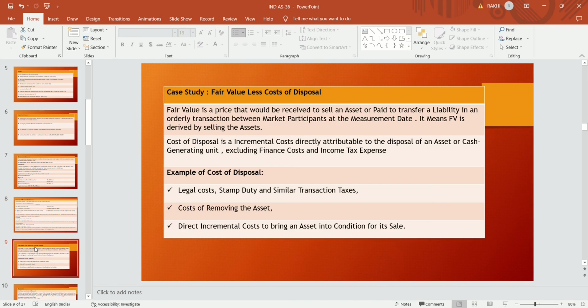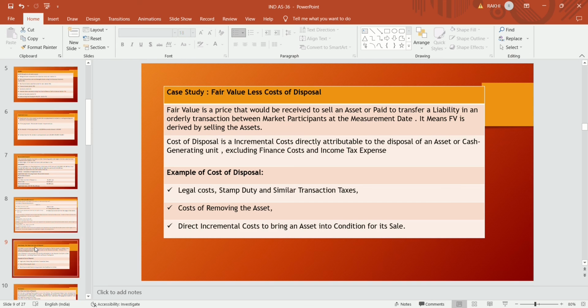Now, fair value less cost to sell. Now we will understand in detail what we mean by fair value and what we mean by cost to sell. Fair value, we will study in detail in Ind AS 113, but as of now, we will just know the definition of fair value.